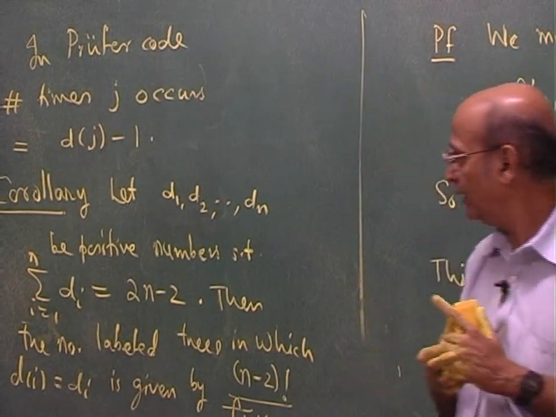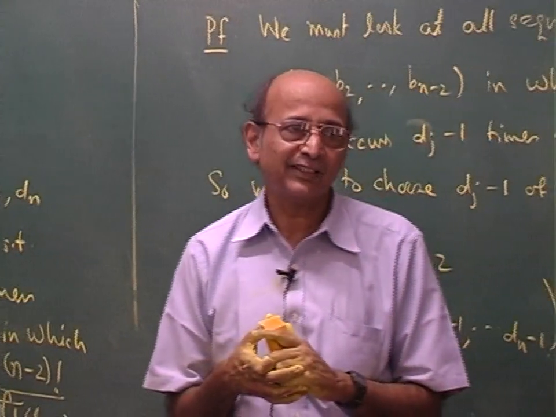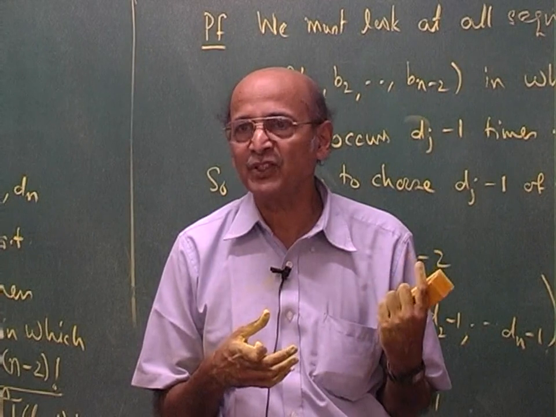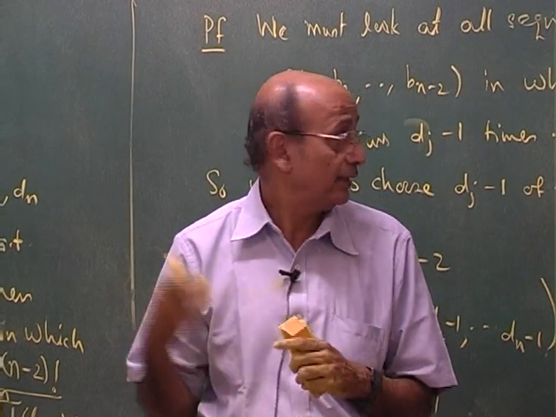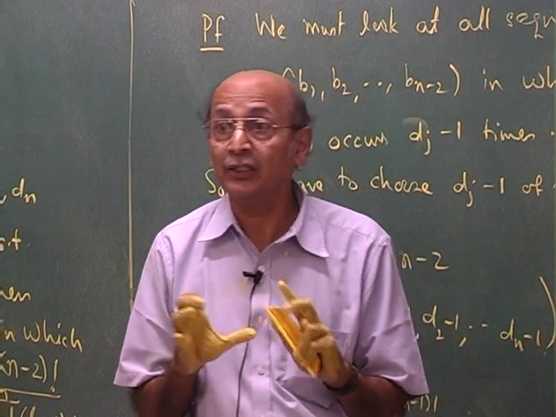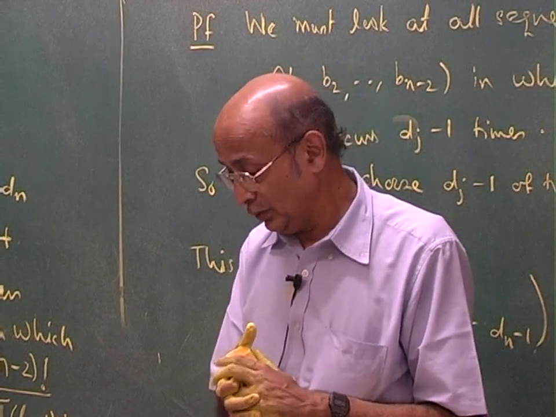Now we become more ambitious, more general. This is fine. We know that the number of spanning trees in the complete graph is n raised to n minus 2, thanks to whatever I had written earlier. The total number of spanning trees for the complete graph is n power n minus 2.